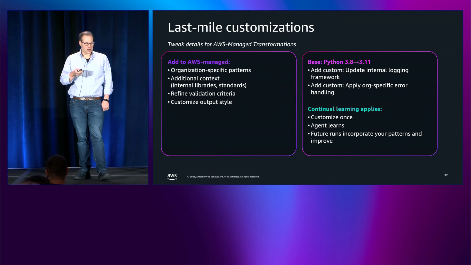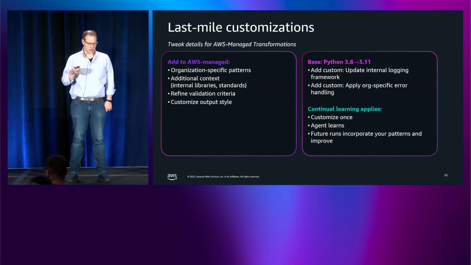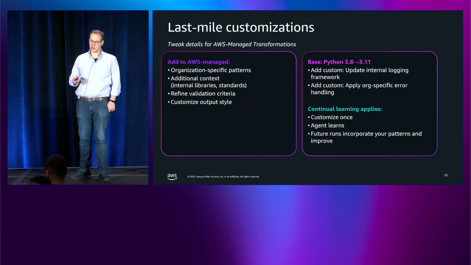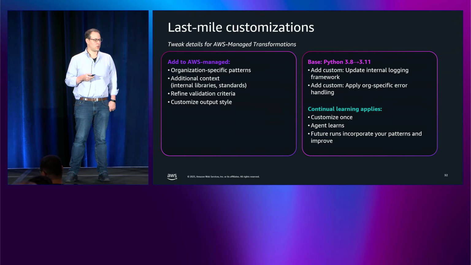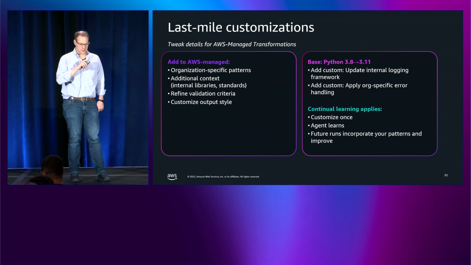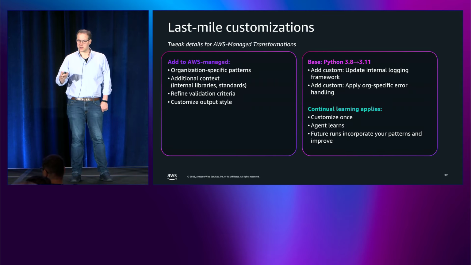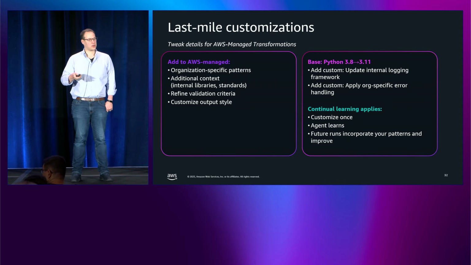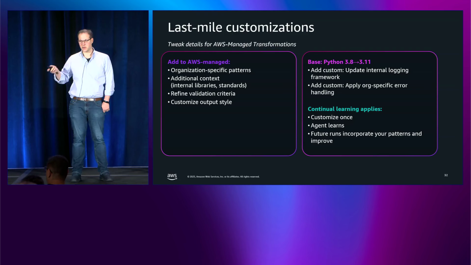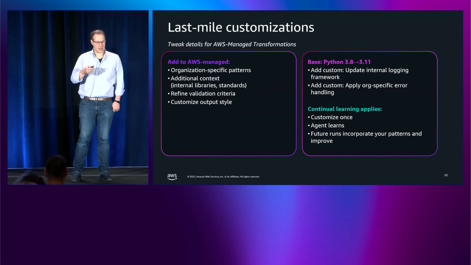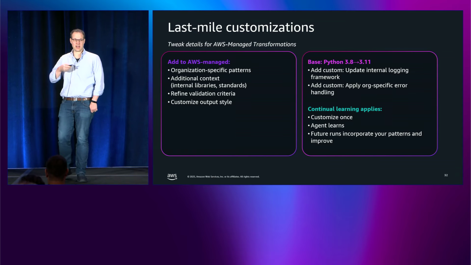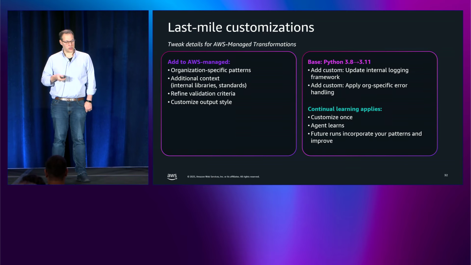As an example there, when you're doing something like a Python 3.8 to 3.11 upgrade, you may want to add an internal logging framework that you want to use. You may want to have specific error handling, how things you want done in your organizations. So this customization happens once, but then the agent still continues to learn your organization-specific things every time it is executed. So developers that run it interactively and provide feedback, or ways that the agent finds that don't work or that do work, the agent will still continue to learn.